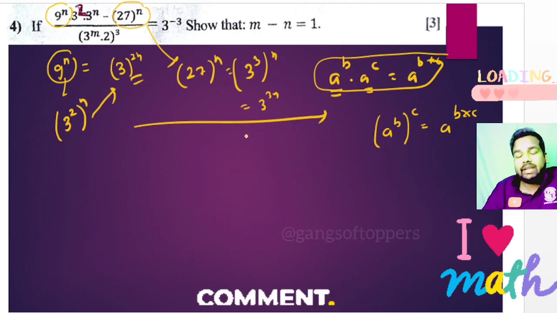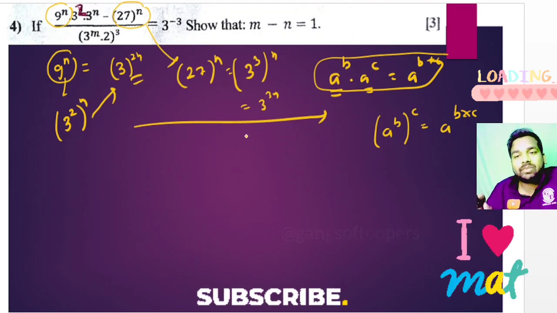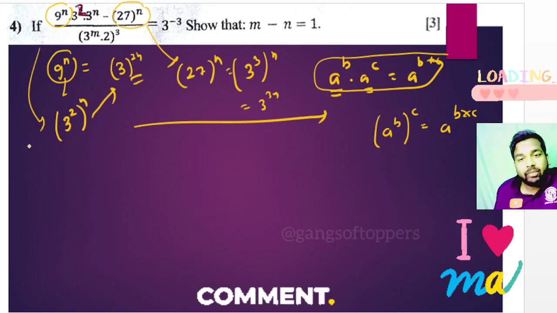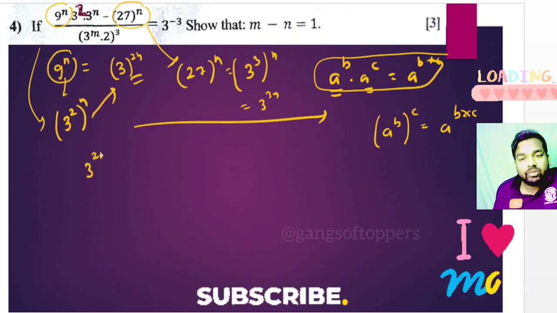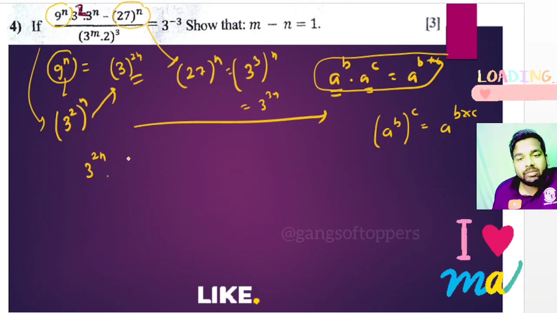I think in this nobody has doubt. Everybody is going to get the concept. So from now we are going to solve the question. Here we can say that that is 3 the whole power 2n. And here 3 squared is going to become 9. 3 squared means it is going to become the 9.